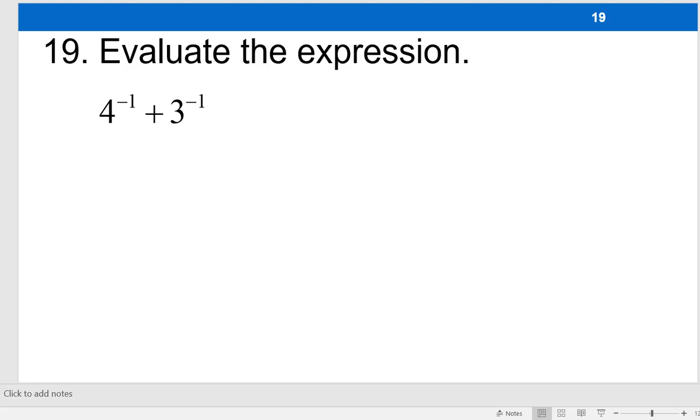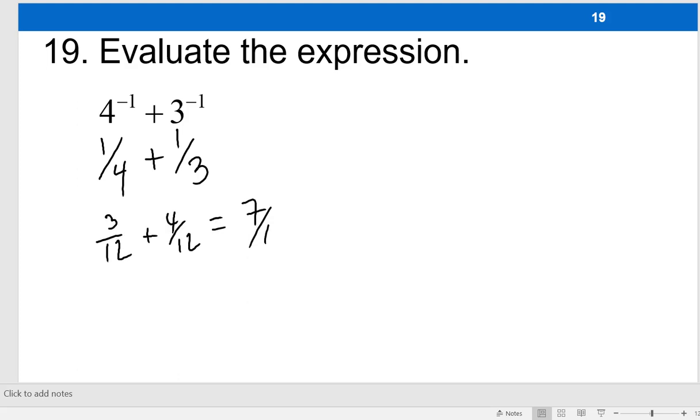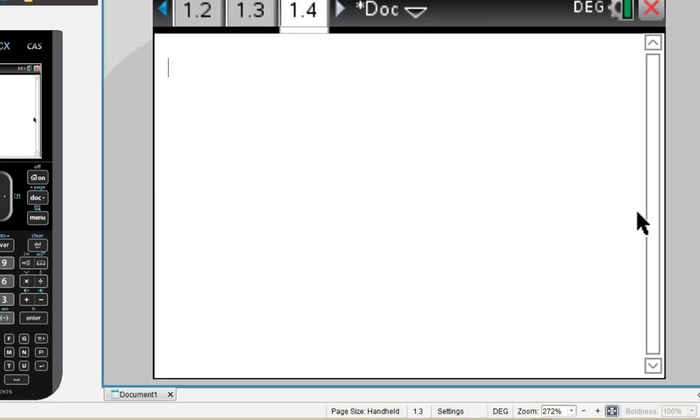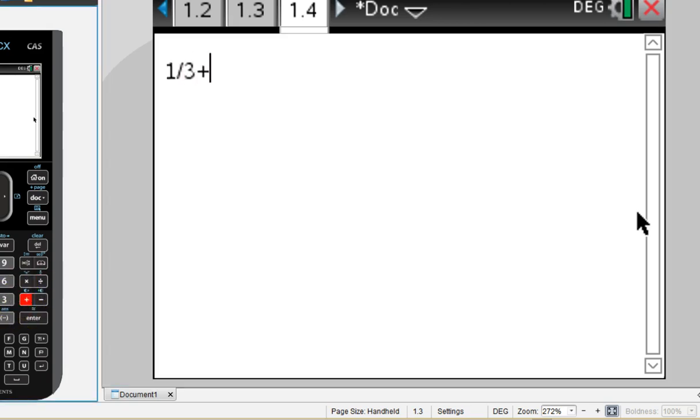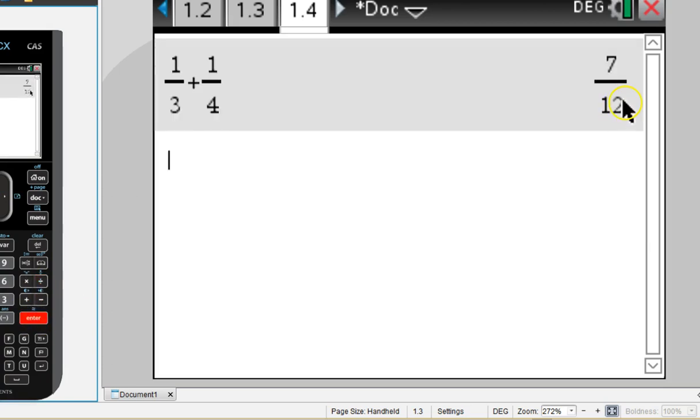4 to the negative 1 does not make that a negative 4. It makes it 1/4. 3 to the negative 1 does not make that negative 3. It makes it 1/3 plus 1/4. You can give them a common denominator of 12. So I would have 3/12 plus 4/12 is 7/12. If you're not as comfortable with that, get yourself a calculator. What do we have? 1/3 plus 1/4. That gives it to you as a fraction.